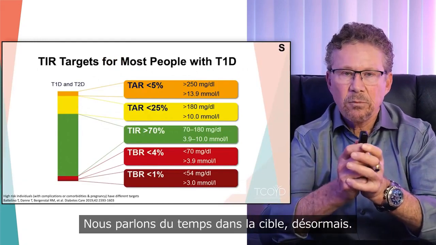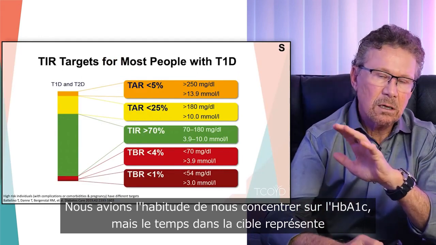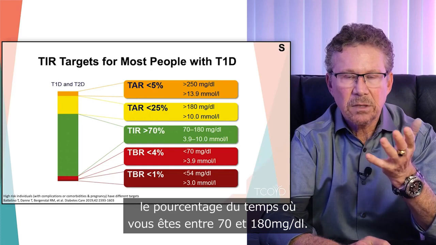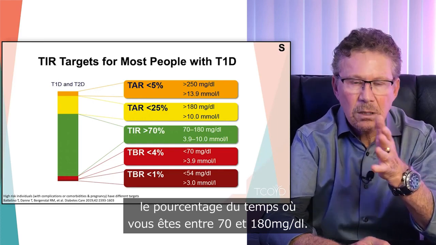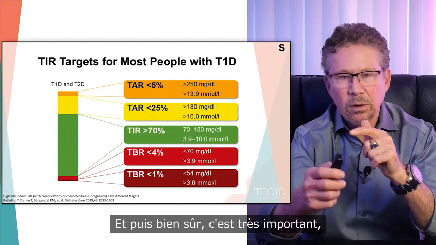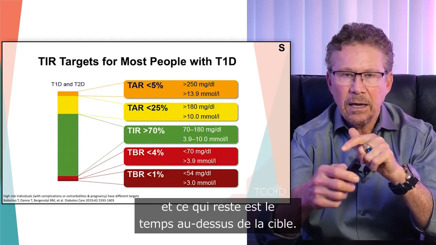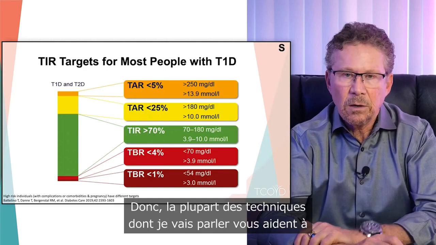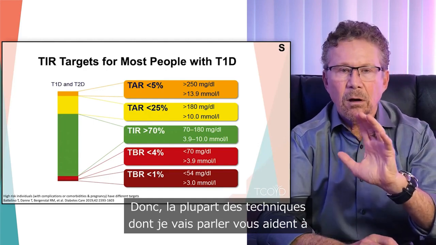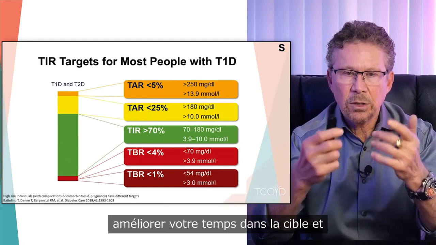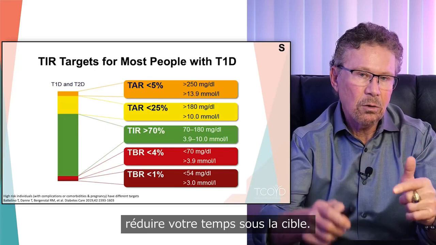It's all about time in range now. We used to really focus on the A1C, but time in range represents the percent of time that you are between 70 and 180. And then, very importantly, there's time below range, and what's left over is time above range. So a lot of the techniques that I'm going to talk about are helping you improve your time in range and reduce your time below range.